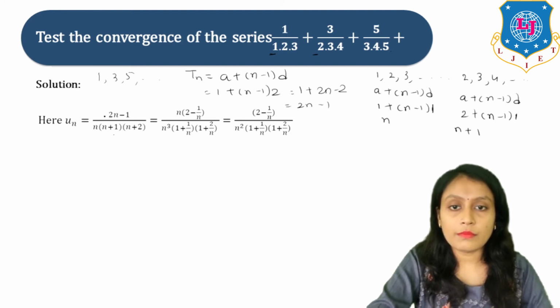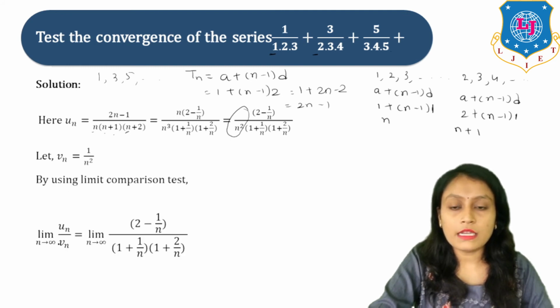Now we will take n common from the numerator, so n into 2 minus 1 upon n. In the denominator, this n and these two other n, it will become n cube, and here we have 1 plus 1 upon n into 1 plus 2 upon n. Okay, one n will get cancelled, so what remains is this. Now we will suppose vn, so vn is what? 1 upon n square. From this you have to write, okay, vn is equal to 1 upon n square. Now we will apply the limit. So limit n tends to infinity un upon vn. If you take un upon vn, this 1 upon n square will get cancelled. What remains is this.